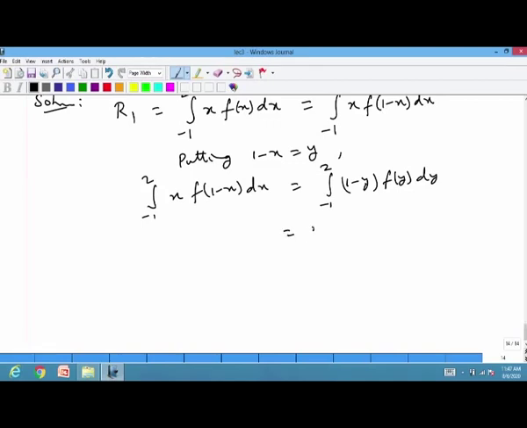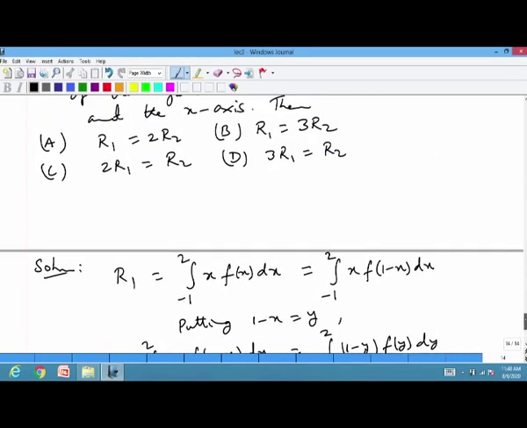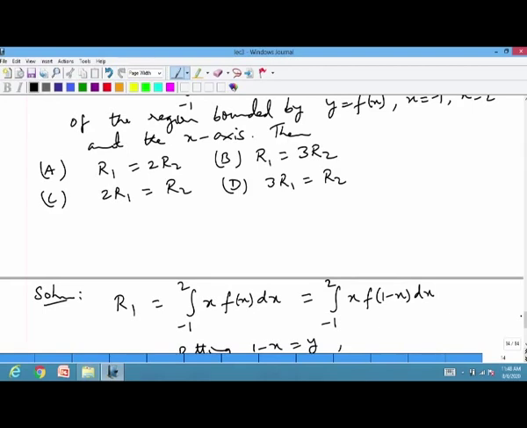So, this is equal to integral from minus 1 to 2 of f y dy minus integral minus 1 to 2 of y f y dy. So, therefore, this R 1 is equal to the first integral minus 1 to 2 f y dy is nothing but R 2, and this second integral is again R 1. So, this implies 2 R 1 is equal to R 2. So, we have option C is correct.